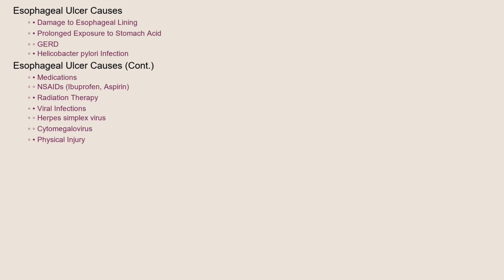Esophageal ulcers are primarily caused by damage to the lining of the esophagus. One of the most common culprits is prolonged exposure to stomach acid. This often happens in individuals with gastroesophageal reflux disease, or GERD, where stomach acid frequently flows back up into the esophagus. Another major cause is infection with Helicobacter pylori, the same bacteria responsible for many stomach ulcers. Certain medications, especially NSAIDs like ibuprofen or aspirin, can also erode the esophageal lining.